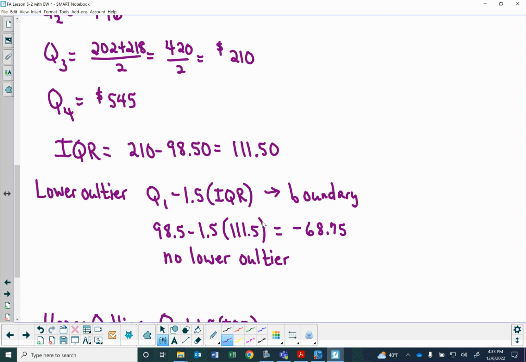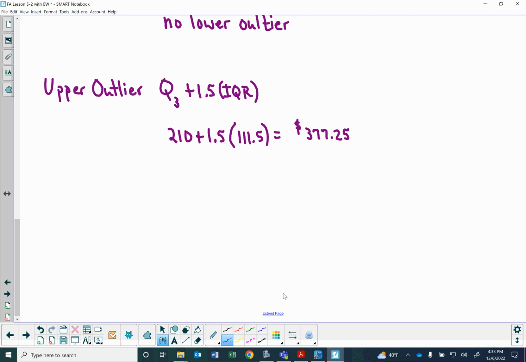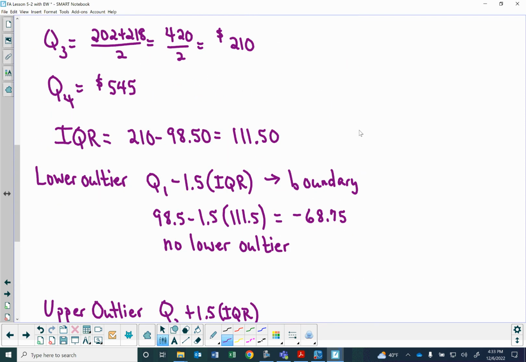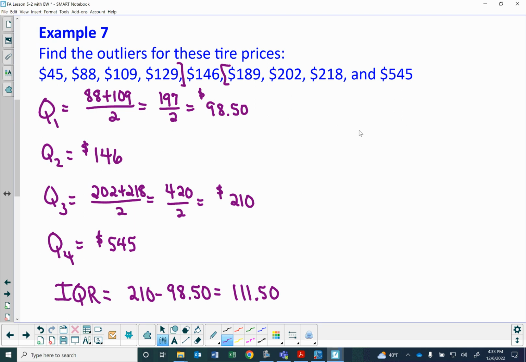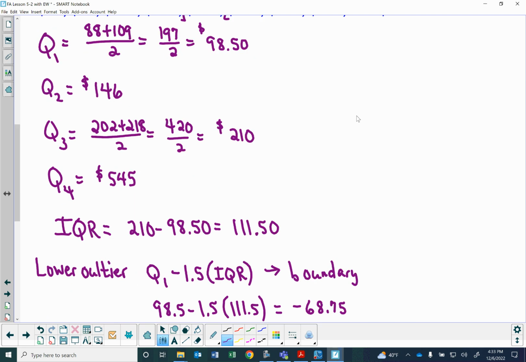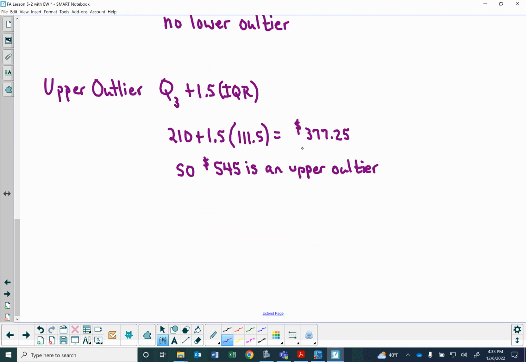If we look at our data, our Q4 is at 545. So we do have an upper outlier. That means that 545 is an upper outlier. Even though when we first looked at the data set and saw all these numbers, it looked like 45 could be a lower outlier and 545 could be an upper outlier, we really only had one outlier in the data set, and that was 545. That's because the boundary for the upper outlier was 377.25, of which 545 was above that. That's why 545 ends up being an upper outlier.